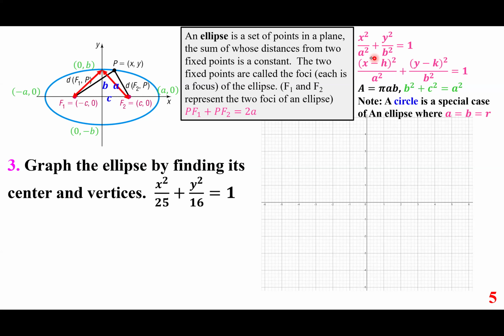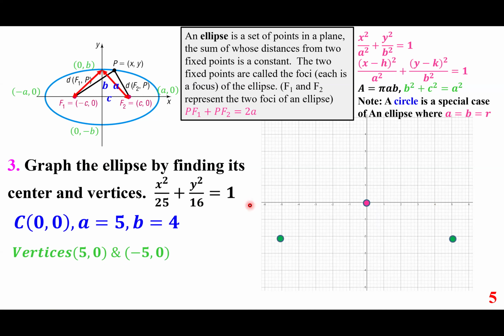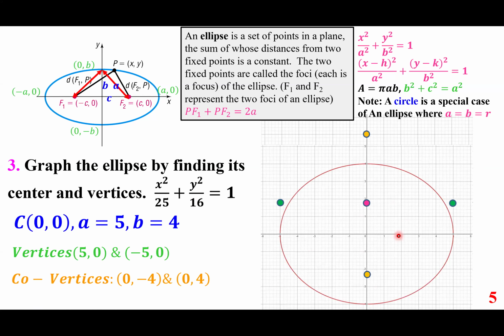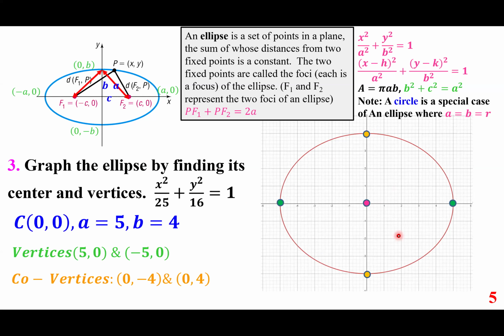And so, centered at (0, 0), according to this it is centered at (0, 0). A is the square root of 25 or 5. B is the square root of 16 or 4. So here's the center (0, 0). And then because A is 5, we go 5 units to the right, 5 units to the left. Those are the vertices. Because B is 4, from the center go 4 units up and down. Those are called co-vertices. And now put them together, and that's an ellipse.